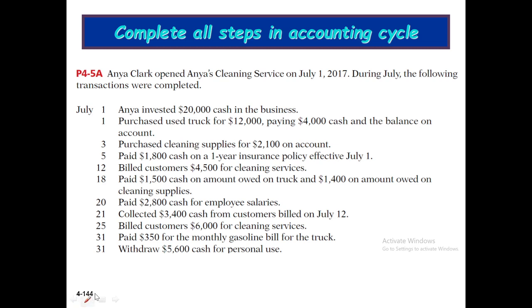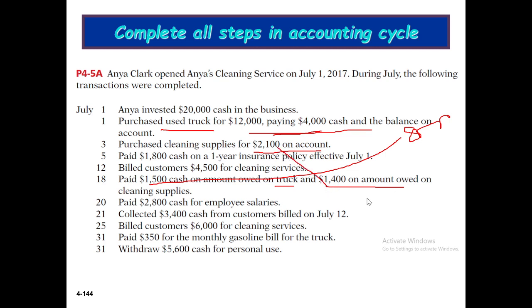Okay, so here two matters. Number one, the truck. For the truck we owed, cash 4,000, and balance 8,000. From 8,000 now we are paying only 1,500, and 1,400 on the amount owed on cleaning supplies, 2,100 on account. So from this amount now we are paying 1,400. The journal we have already seen: cash credit and accounts payable debit.